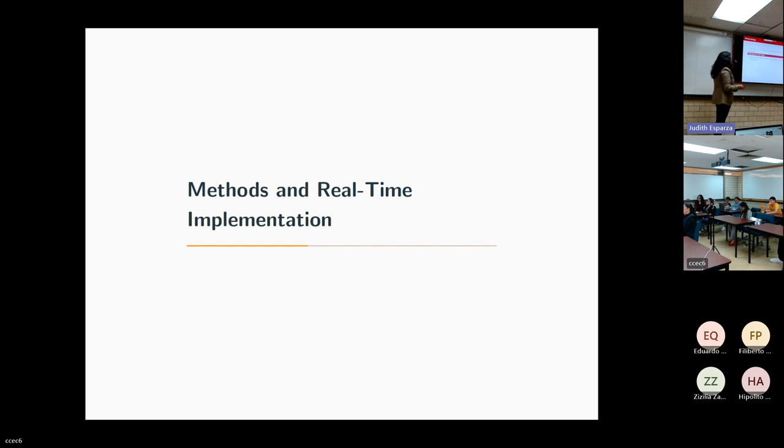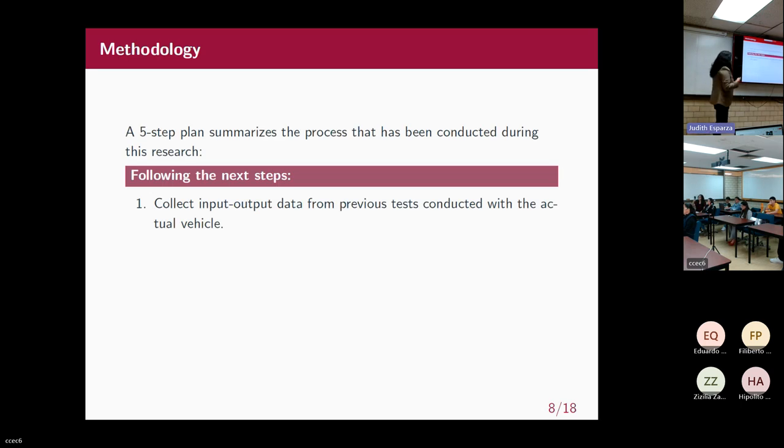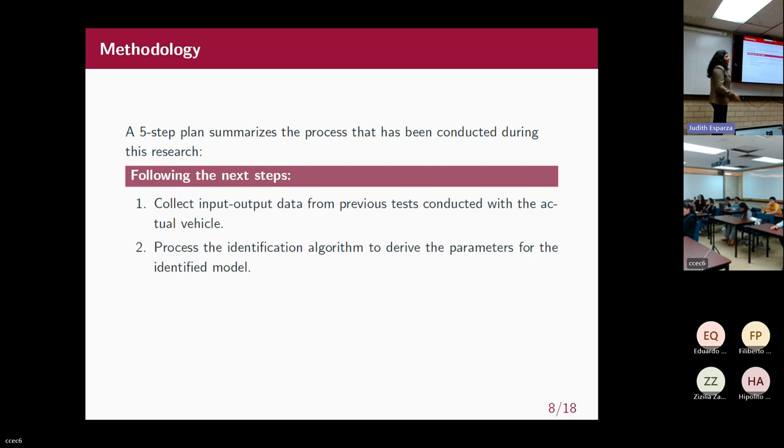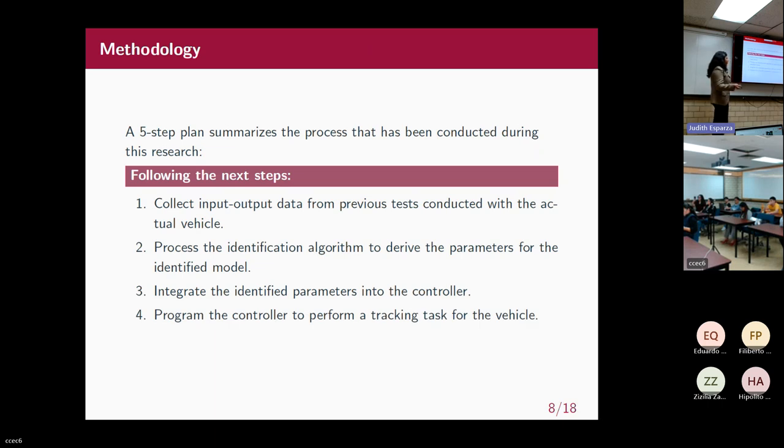So now let's talk about this section here. A stepwise plan summarizes the process that has been conducted during this research. The first one is to collect input and output data from the previous tests conducted with the actual vehicle. Then we process the identification algorithm. This is an offline process to derive the parameters for the identified model. Then that identified model will be used in the next stage, where it will be integrated into the controller. Then program the controller for performing a tracking task for the vehicle. And last, execute the implementation phase with real-time experiments.